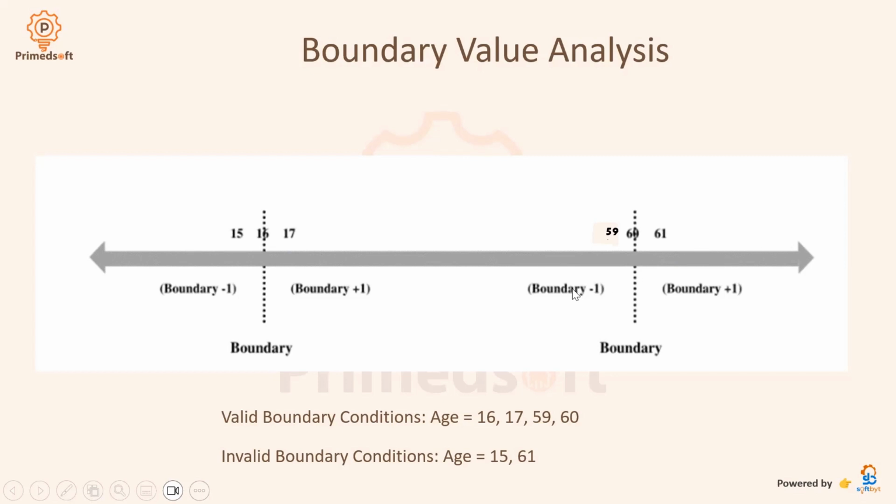So now, unlike the equivalent class partition, you are only testing within the class, right? You are only testing within the class. That's why for your invalid, it becomes any number that falls from 15 and below. And then your valid becomes any number between 16 to 60. And another invalid becomes this.